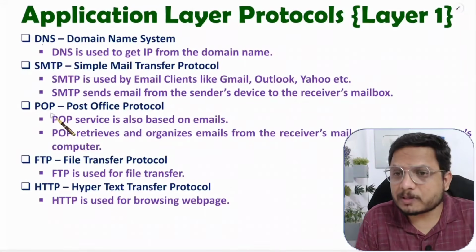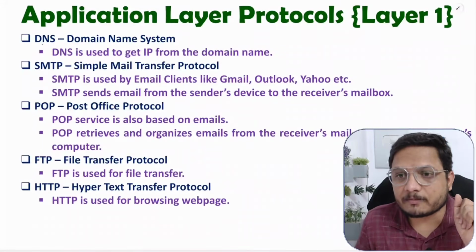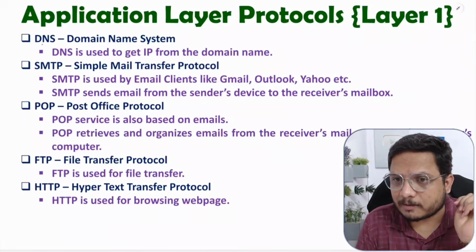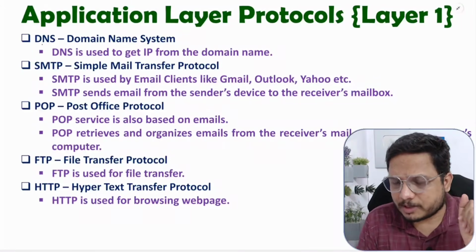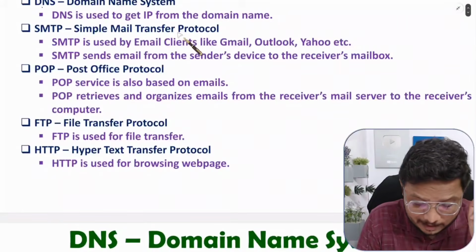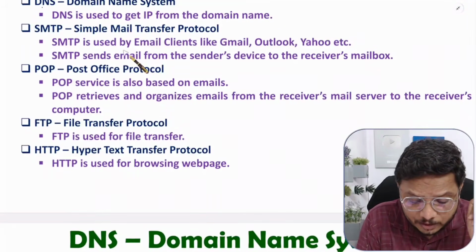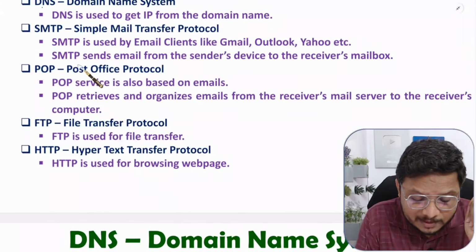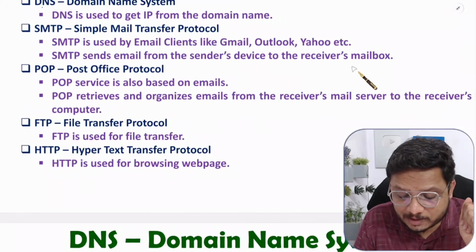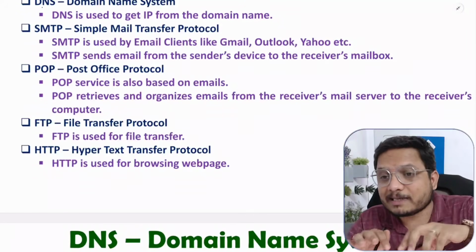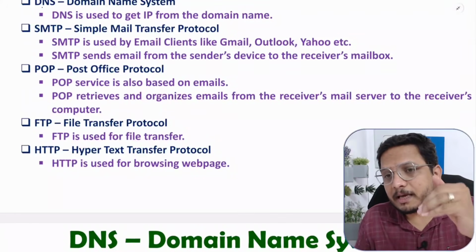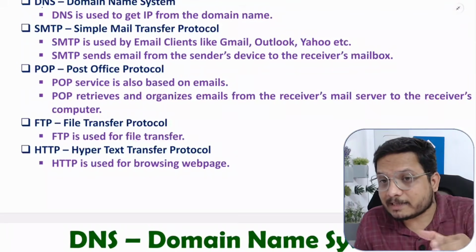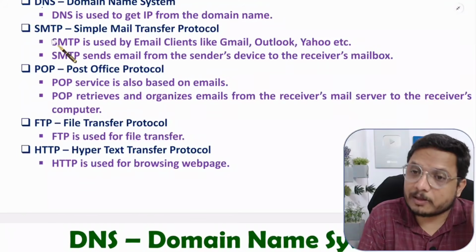See, second is SMTP, Simple Mail Transfer Protocol, and third one is POP, Post Office Protocol. See, both of these protocols are there with email services. Regarding emails, SMTP and POP, these two protocols are there. There are a few differences that you need to understand. See, SMTP, that is Simple Mail Transfer Protocol. SMTP is used by email clients like Gmail, Outlook, Yahoo. SMTP will send email from the sender's device to the receiver's mailbox. So whenever a sender is sending an email, the forwarding of the email from sender to receiver's mailbox is happening with the use of the SMTP protocol, right?